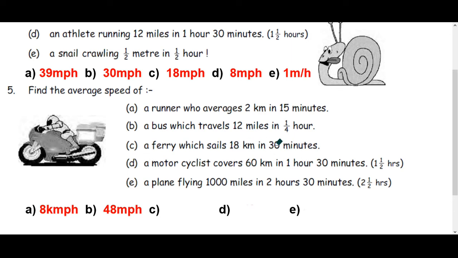18 divided by 0.5. Again, a common mistake is people do 18 divided by 30. We want this in hours, so it's 0.5, so that'll be 36. D, 60 divided by 1.5. That'll give you 40 kilometers per hour. And last one, 1000 divided by 2.5. That'll give you 400 miles per hour.